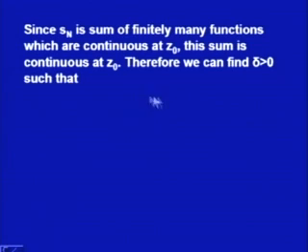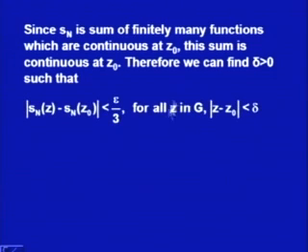Therefore, we can find delta greater than 0 such that S_n(z) minus S_n(z naught), where S_n is evaluated at z and at z naught, can be made smaller than epsilon by 3 for all z in G, provided we can find delta such that modulus of z minus z naught is less than delta. So, in this disk, this difference will be less than epsilon by 3. This is coming from the continuity.